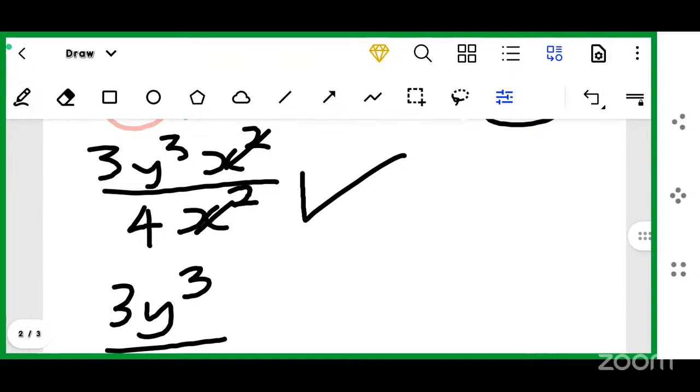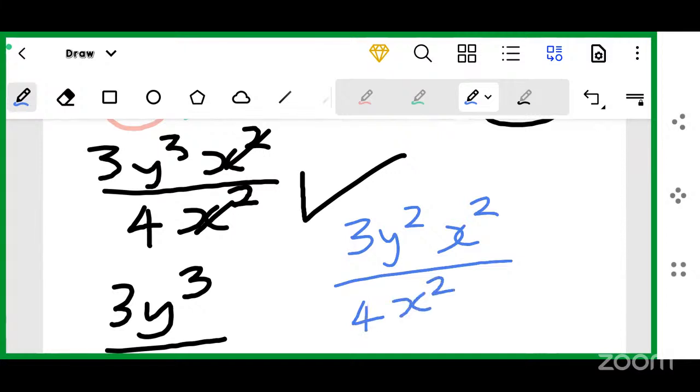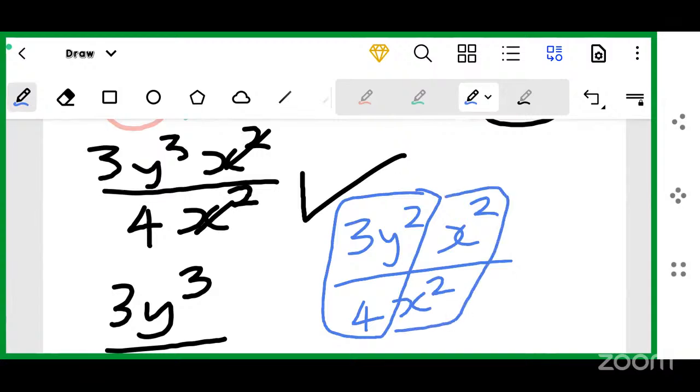No. Okay, so let me just write it aside. So we had 3y to the power of 3, x to the power of 2 over 4x to the power of 2. Now if we look at these, there is nothing similar about them. But if we look at these ones, we can see that they are both similar. So if we are dividing them, it's going to be x to the power of 2 minus 2, which is going to be 0. Do you understand?